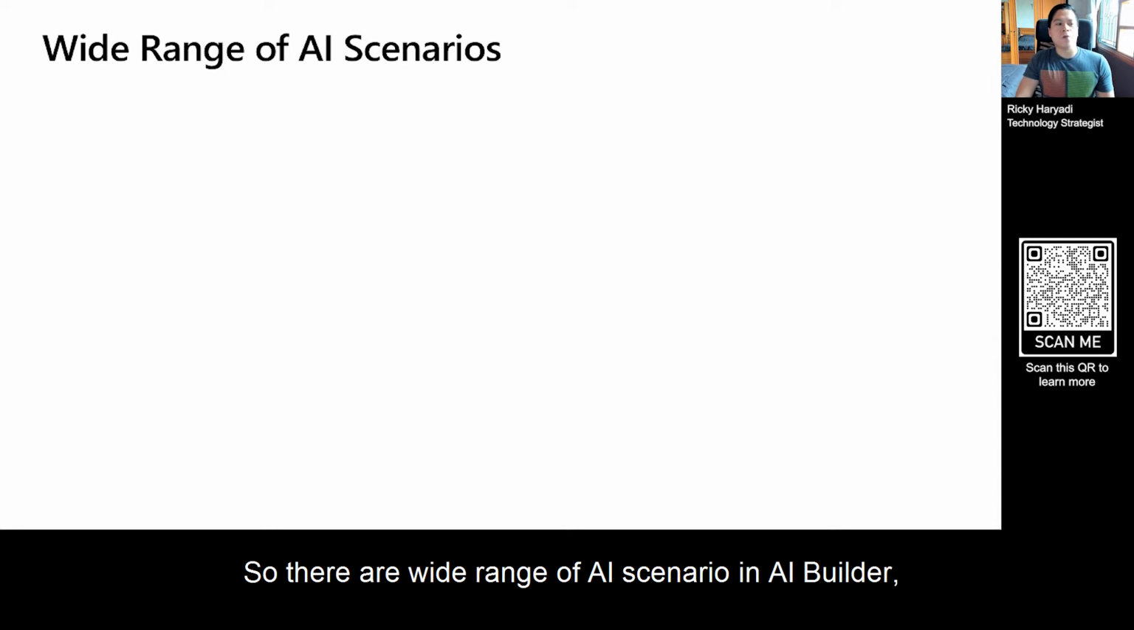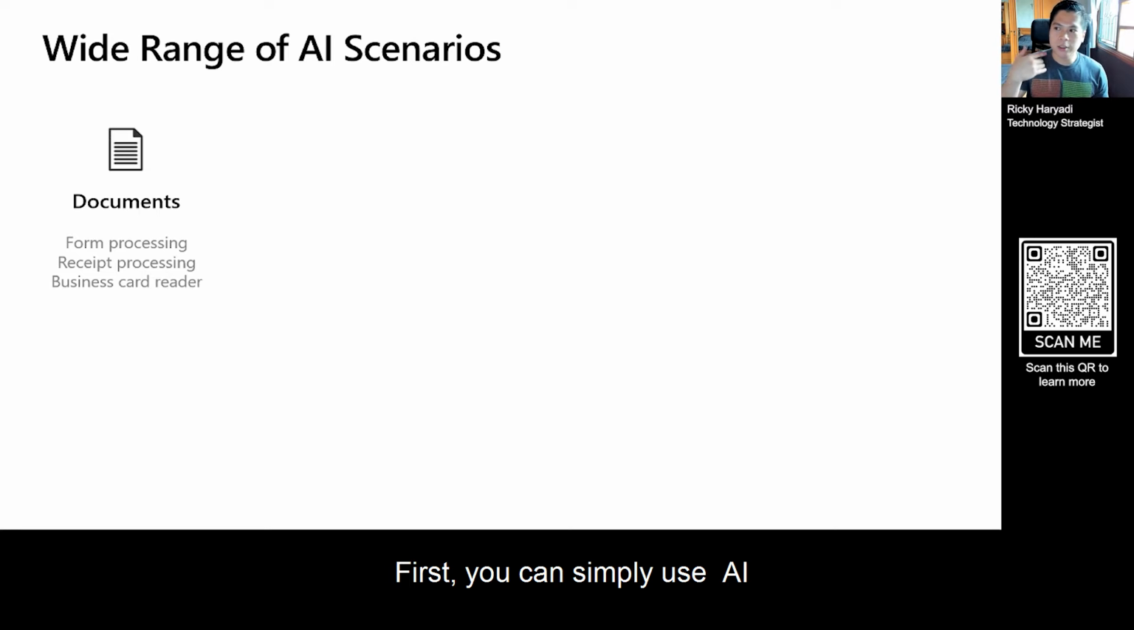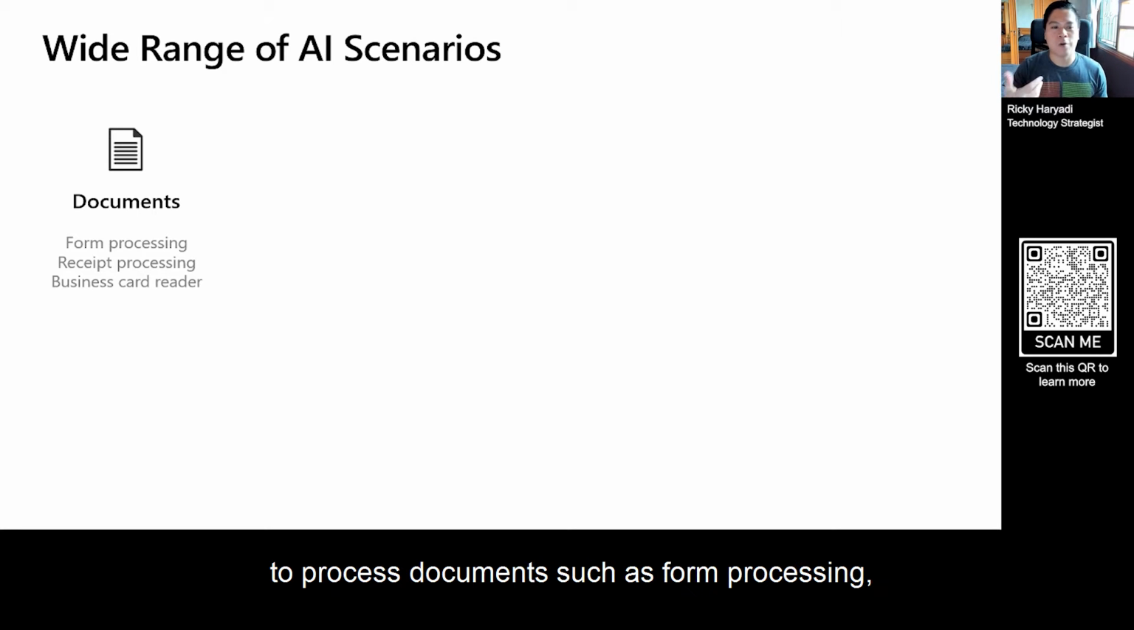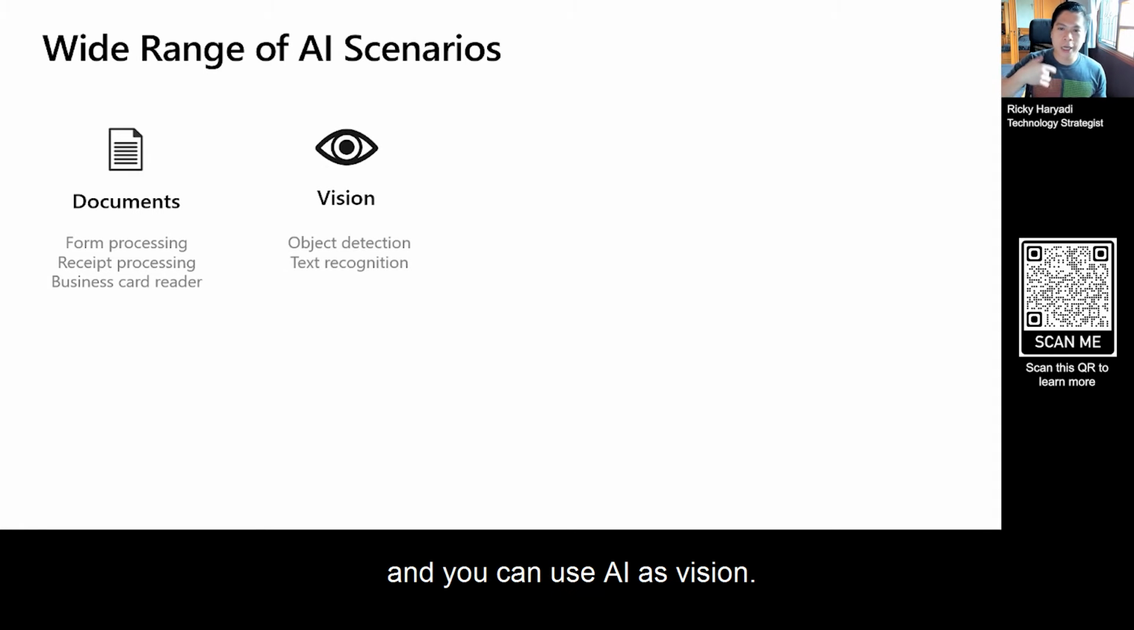Okay, so there is a wide range of AI scenarios in AI Builder. First, you can simply use AI to process documents, such as form processing, receipt processing, and business card reader. And you can use AI for vision.